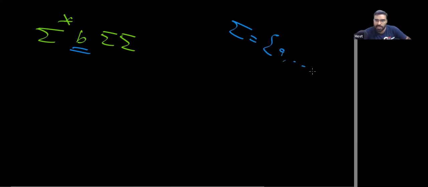For this language L, sigma star, B, sigma, sigma, the third letter from right is B. Your sigma is A, B, C, and so on up to Z. So you tell me, in the minimal DFA for this language, how many states will be there?